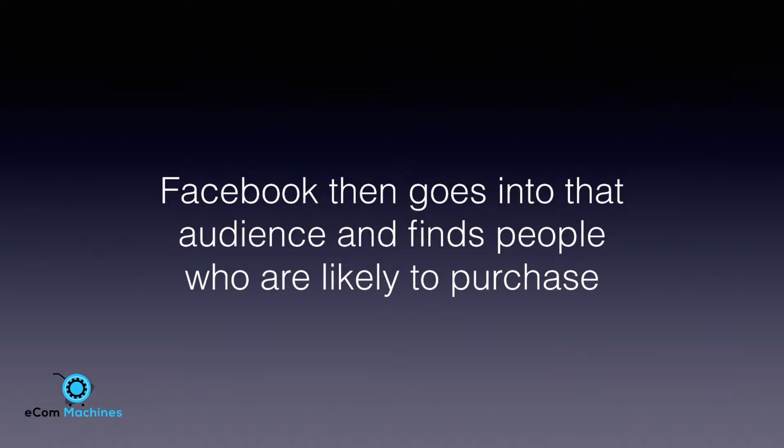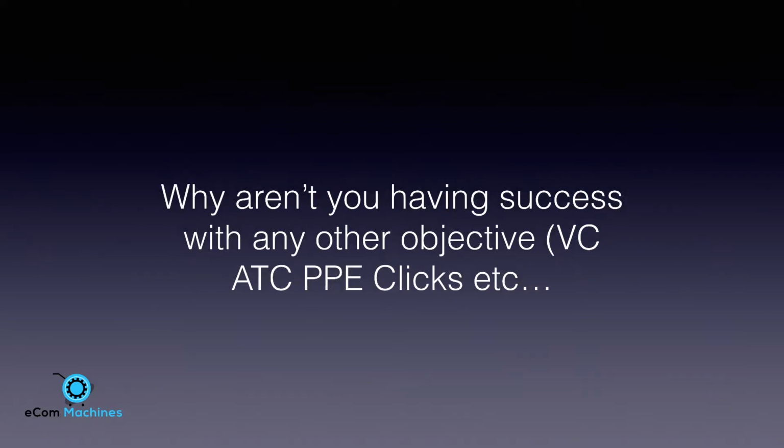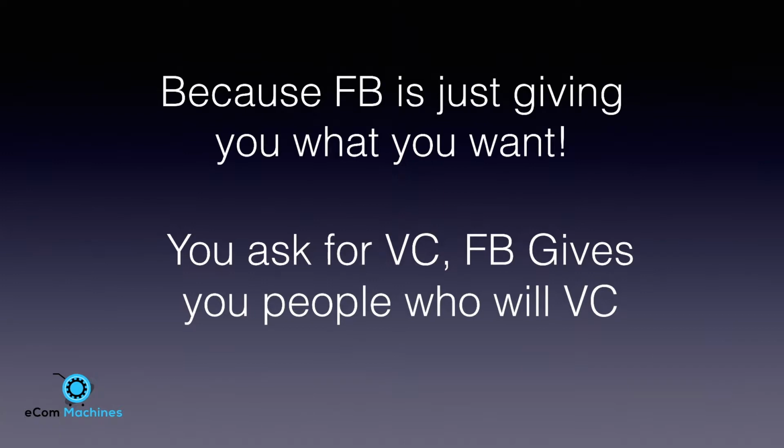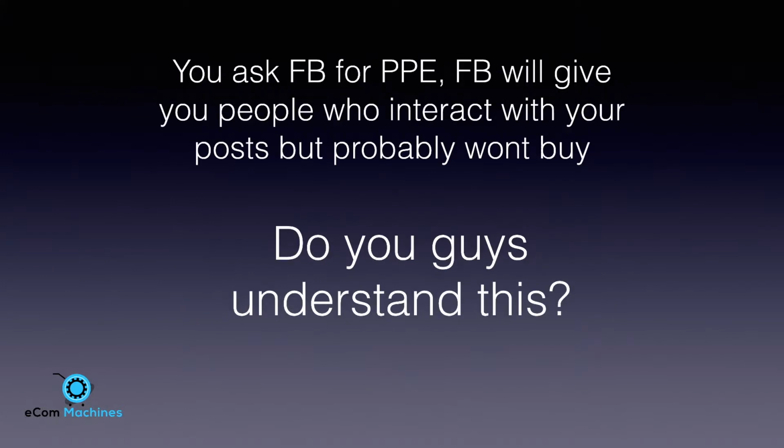Facebook then goes into that audience and they find people who are likely to purchase when you're selecting the purchase objective. So why aren't you having success with any other objective, whether it's view content, add to cart, PPE, website clicks, whatever? Why aren't you having success with that? There's a lot of people that'll tell you, oh, do that, but if you've tried that and you haven't had success, what's the issue? It's because Facebook is just giving you what you want. It's not Facebook's fault. It's your fault for not being clear about what you want. You ask for view content, Facebook gives you people who will view the content. You ask Facebook for PPE, Facebook will give you people who will interact with your post but probably won't buy.